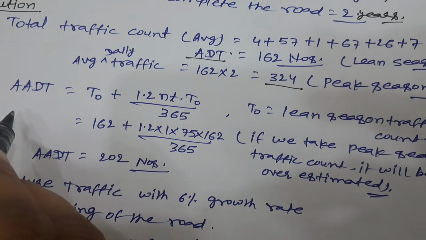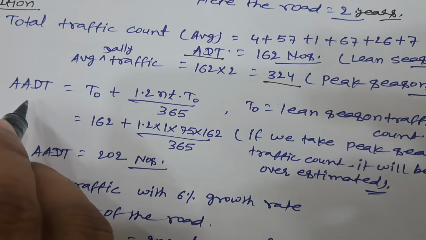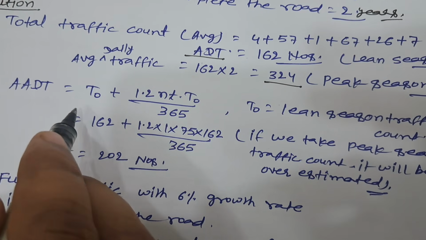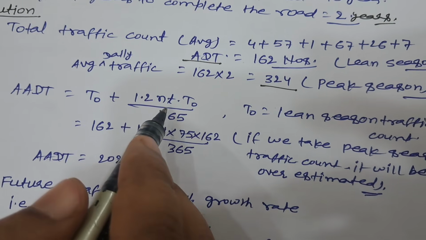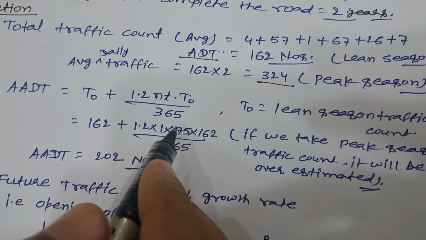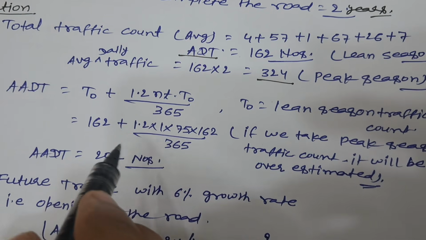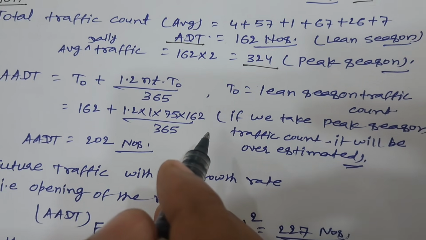So we know AADT means average annual daily traffic. Formula is AADT is equal to T0 plus 1.2 N T into T0 divided by 365, where T0 is equal to lean season traffic count.